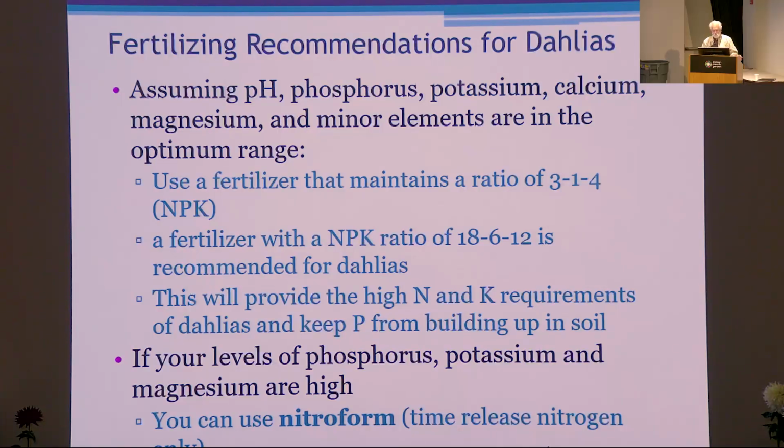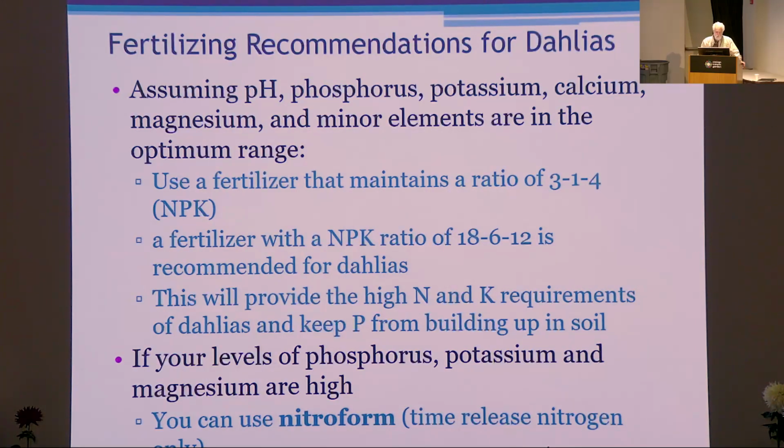And I'll just sort of end with this. Based on all of this, the ideal fertilizer for dahlias is one that maintains a ratio of 3 to 1 to 4. So this again is the nitrogen to phosphorus to potassium. And usually the 18:6:12 is the one you should look for, and that basically provides those nutrients in the ratio that dahlias prefer.